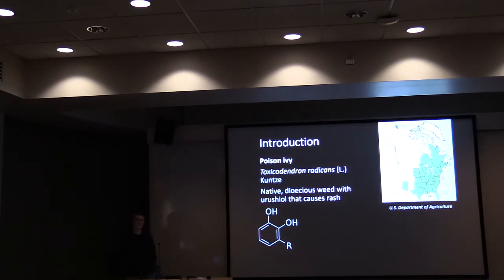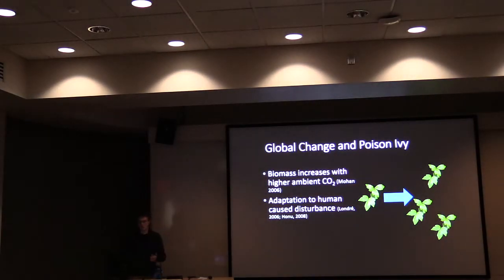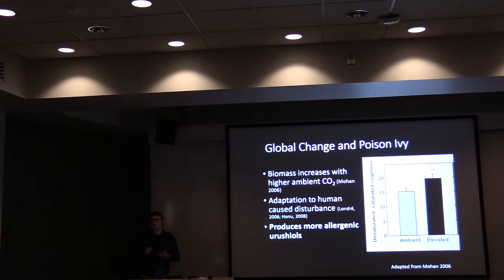Poison ivy is found across the eastern United States. However, along with global change, it is presumed to become more prolific and also more impactful, leading to the idea that it might be able to be considered a native invader. Some of the ways it's going to change along with climate change is that it's going to increase in biomass along with higher ambient carbon dioxide levels. Many plants do that. It's adapted to human-caused disturbance, so it's become more prolific in that way. However, the most concerning is that it's also going to produce more allergenic forms of urushiols. So this graph is showing you on the right, under elevated carbon dioxide levels, you find a higher amount of the most allergenic forms of urushiols.